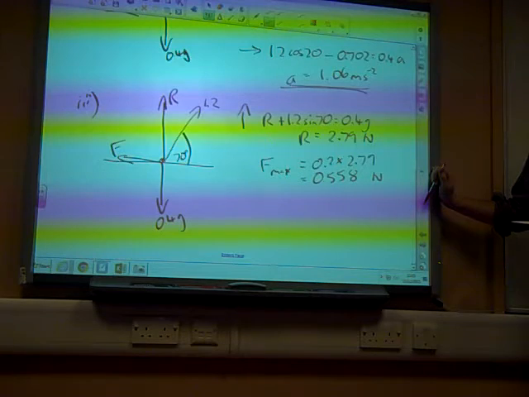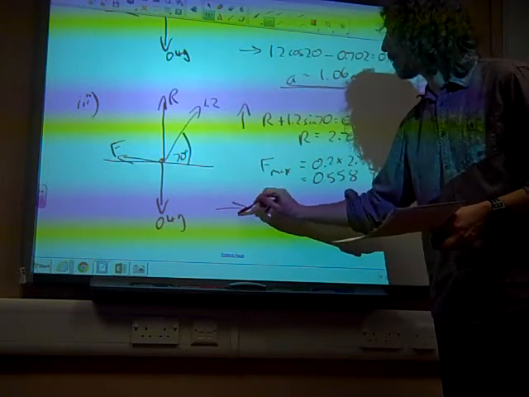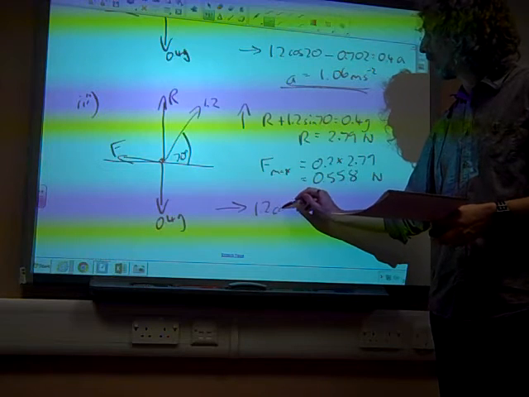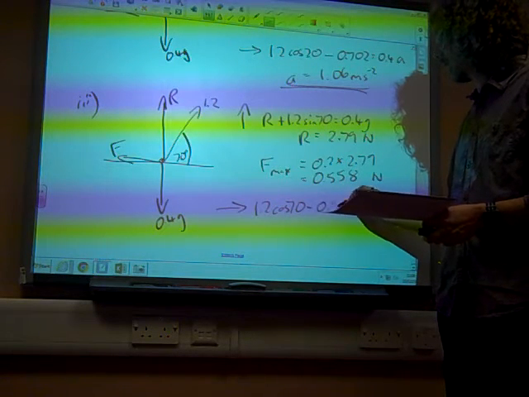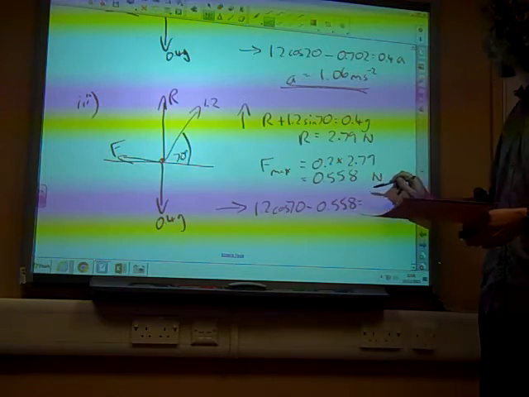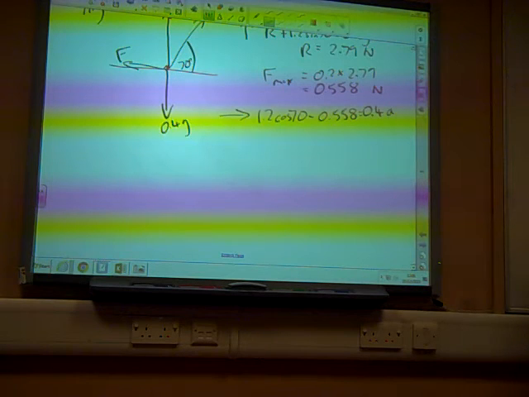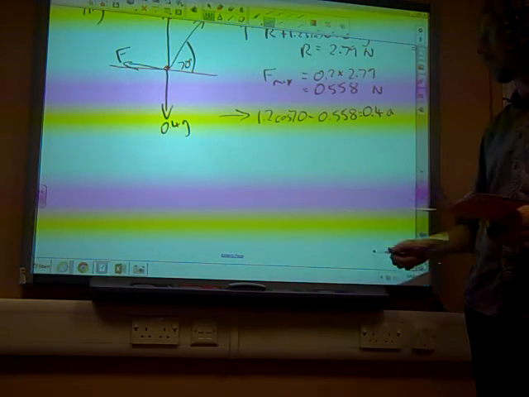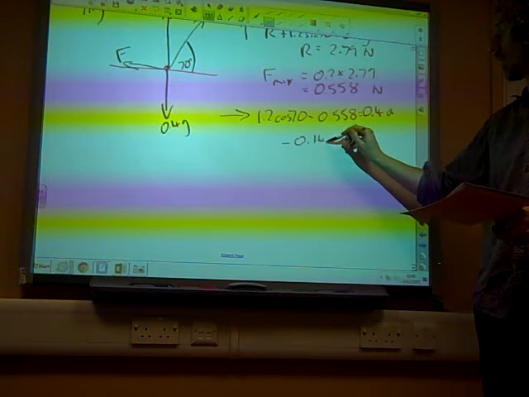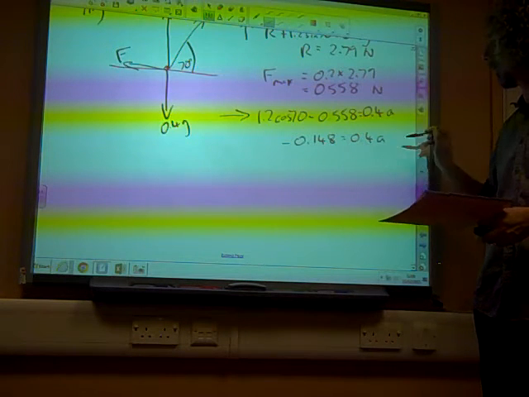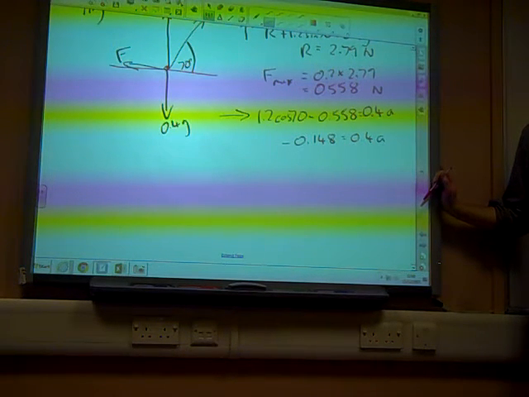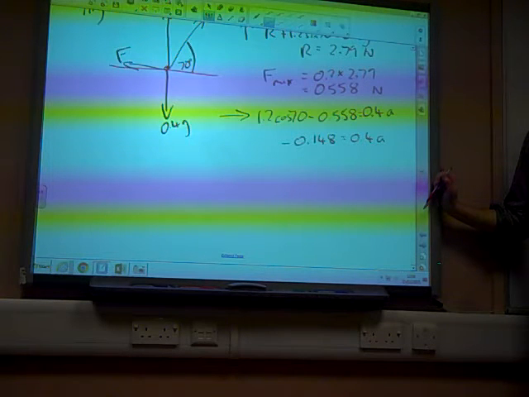If we resolve horizontally, we've got 1.2 cos 70 minus 0.558 is mass times acceleration. And this time it comes out a little bit weird, because this time 1.2 cos 70 take away 0.558 is minus 0.148 and 0.4a. And we've got to think sensibly about what's going on with this, because what we can't do is just end up with a negative value of acceleration and say, yeah, that's great.